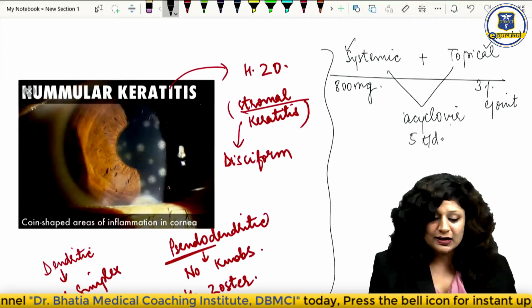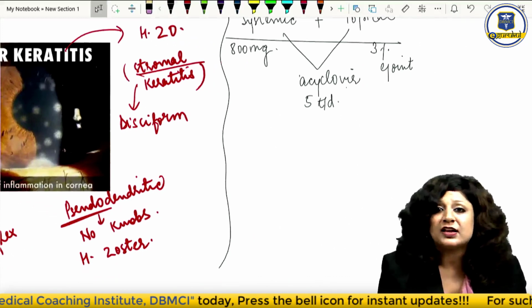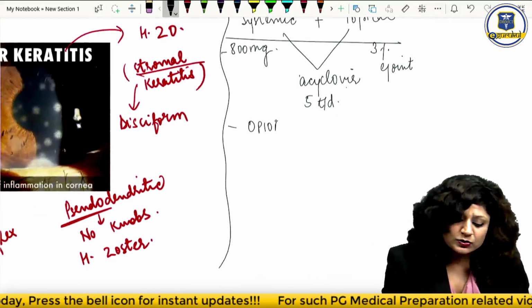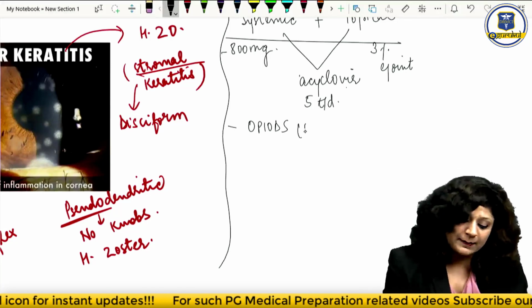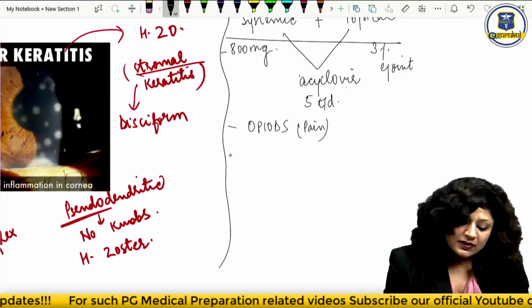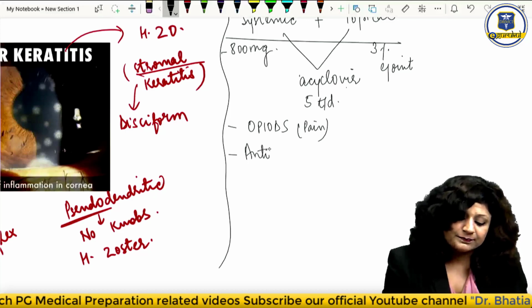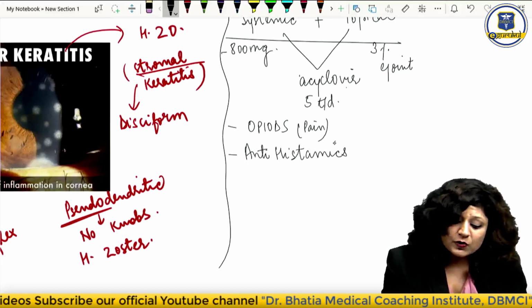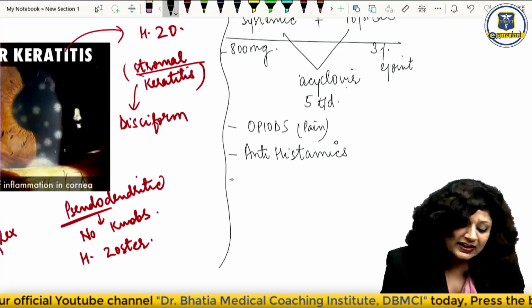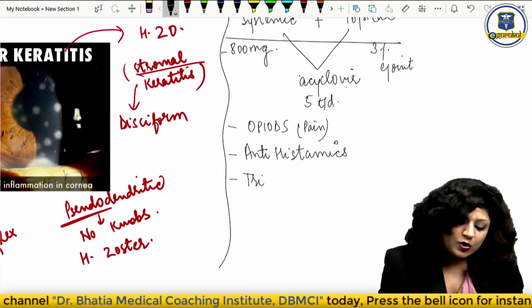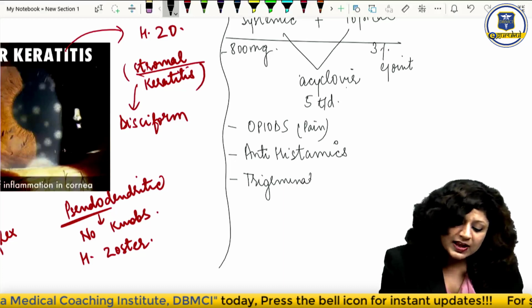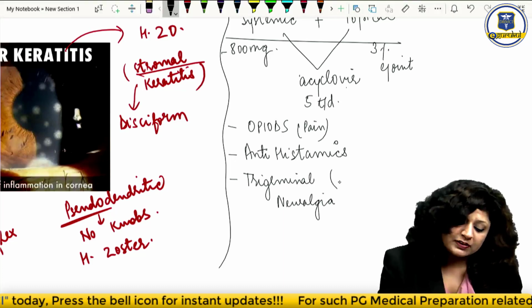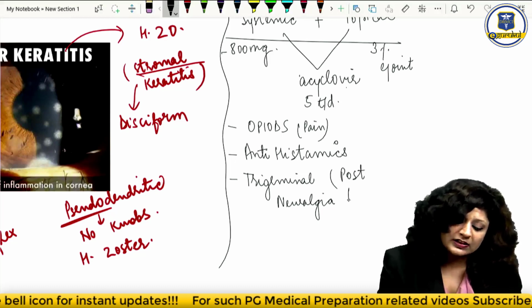What else can we give? Because here we have got a lot of itching, a lot of pain. Now for pain, we can use the opioids. Use the opioids group of drugs for the pain. For the itching, we will use the antihistaminics. Now because it is a systemic condition where you are having intense trigeminal neuralgia. A lot of trigeminal neuralgia is there, and many a times we have got even the post-herpetic neuralgia.